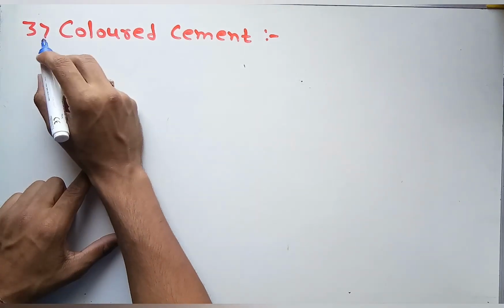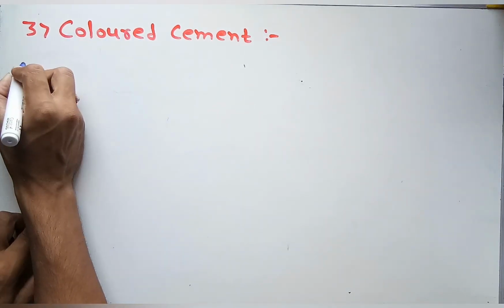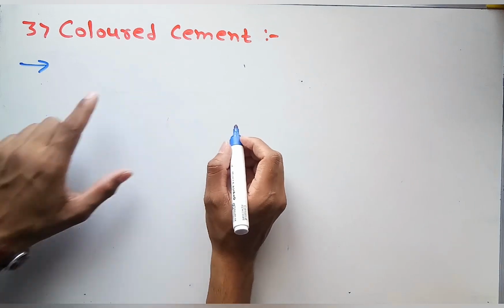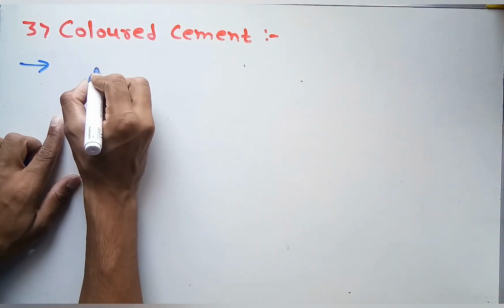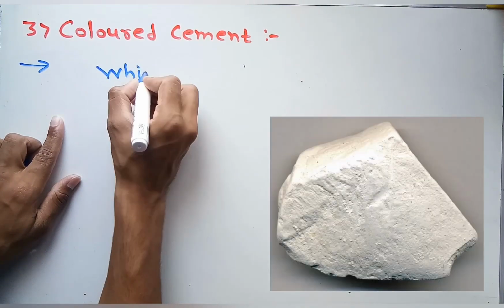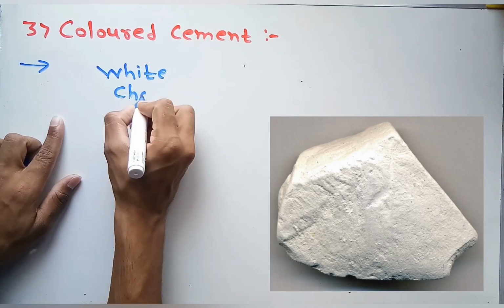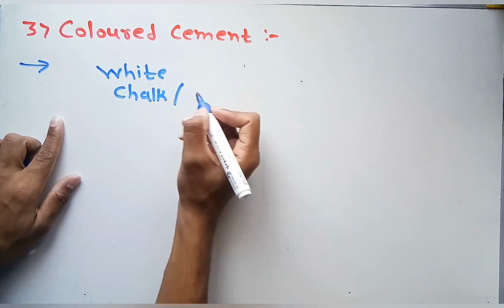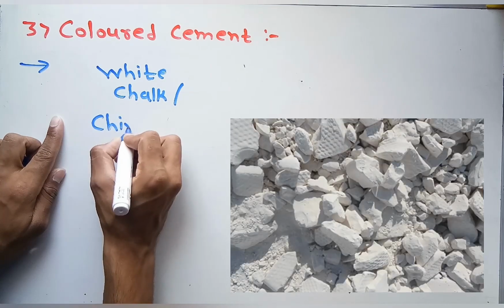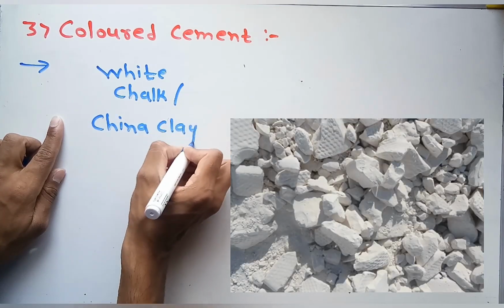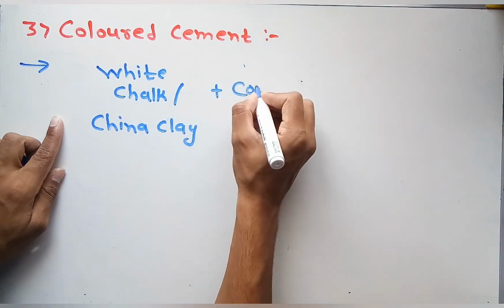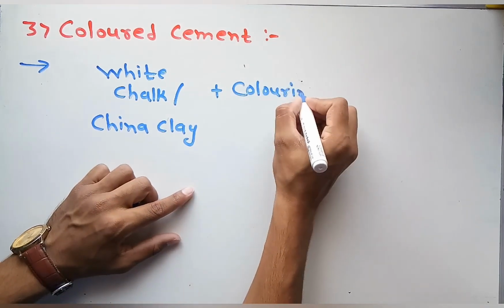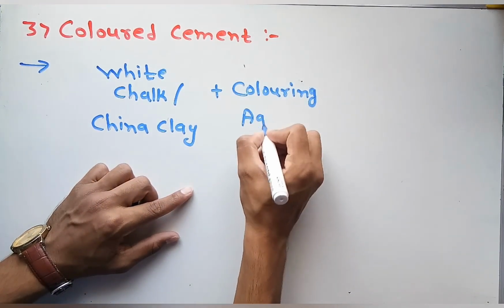So our third type is color cement. Now we will see the raw materials which are required to produce the color cement. To produce color cement, we use white chalk or china clay, along with coloring agents.